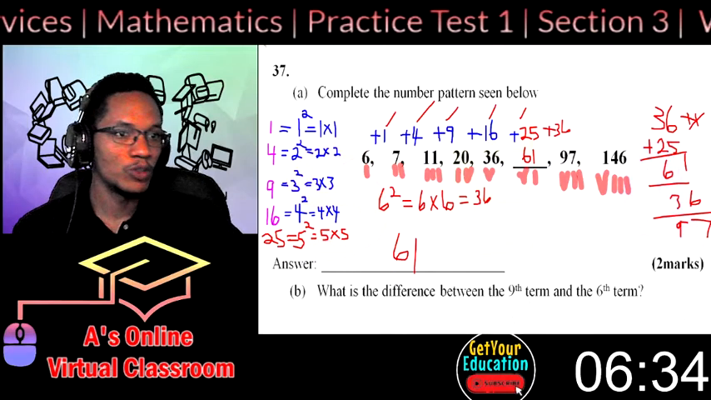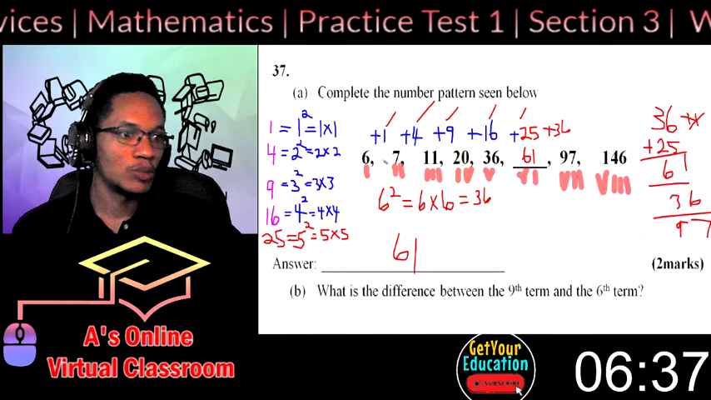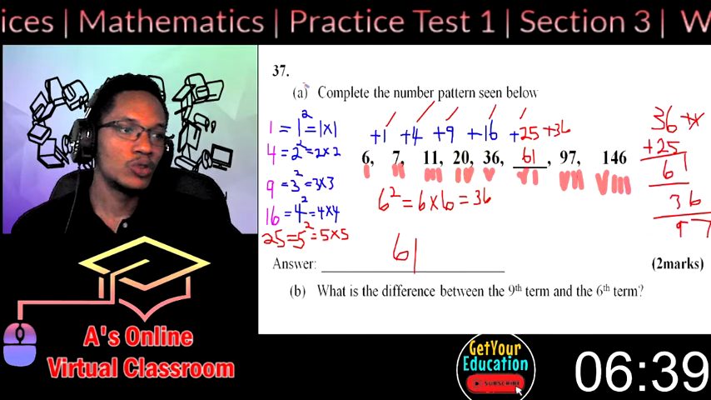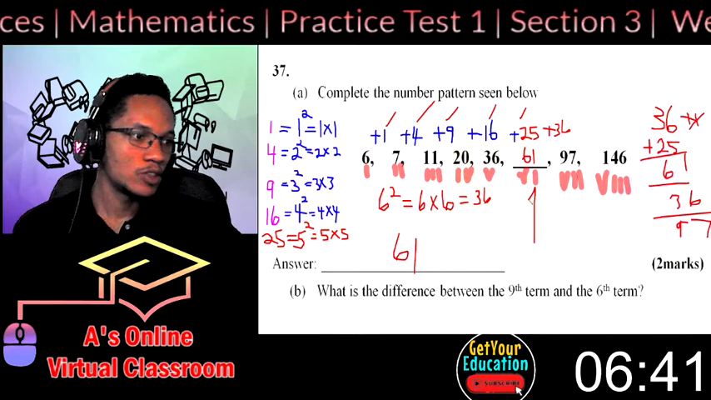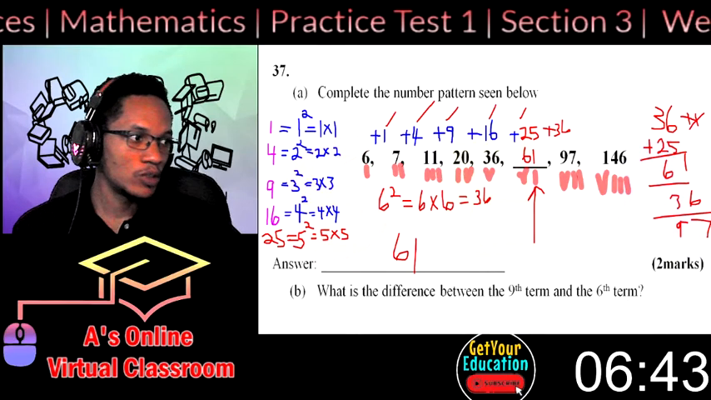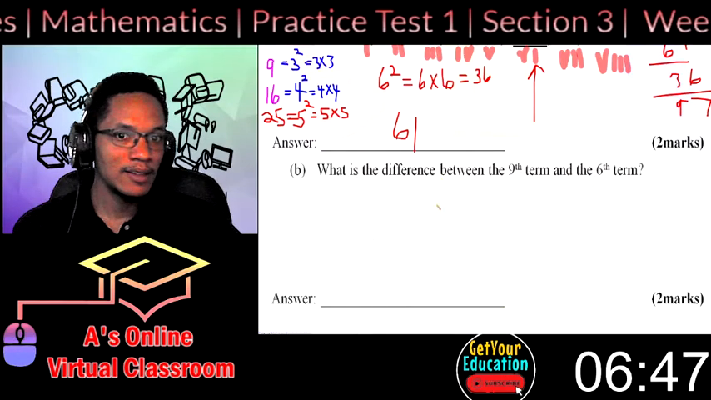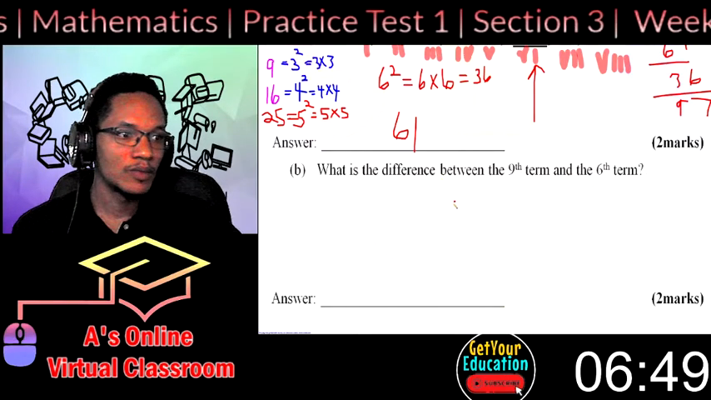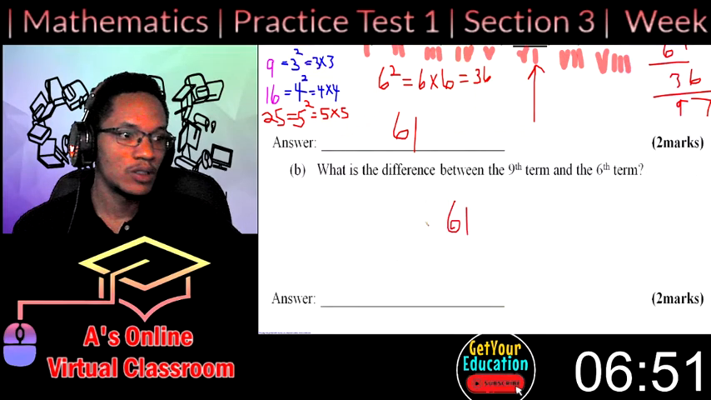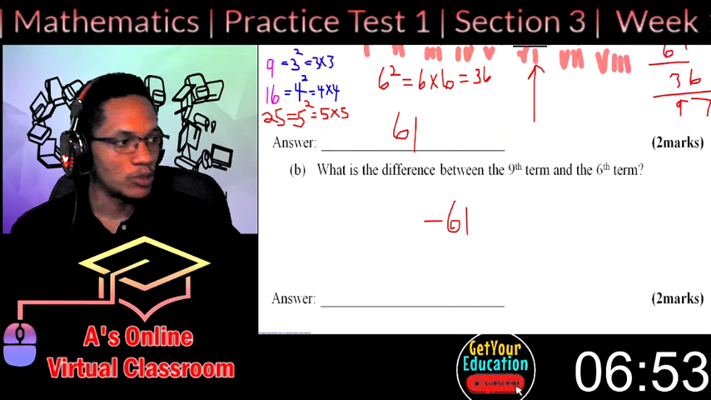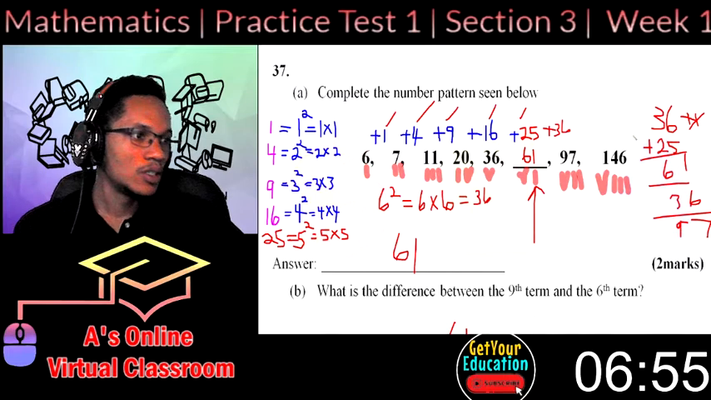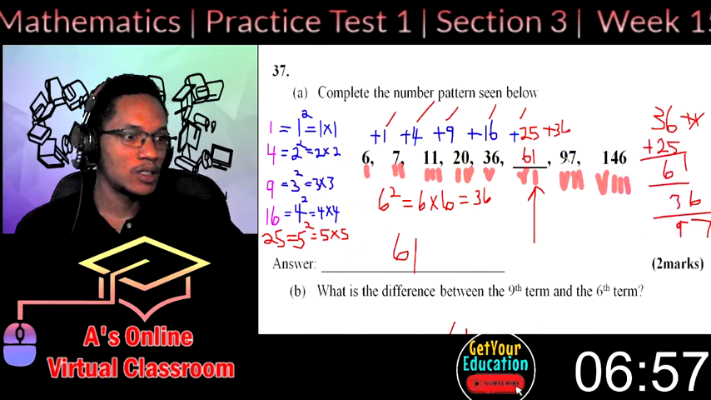That's just some Roman numerals there, kind of jumbo, but the 6th term, which is here, is the number we just found. So they want the difference between the 9th and the 6th term. So the 6th term is 61. The 9th term will be larger, so we'll put that in front. So this was plus 36.